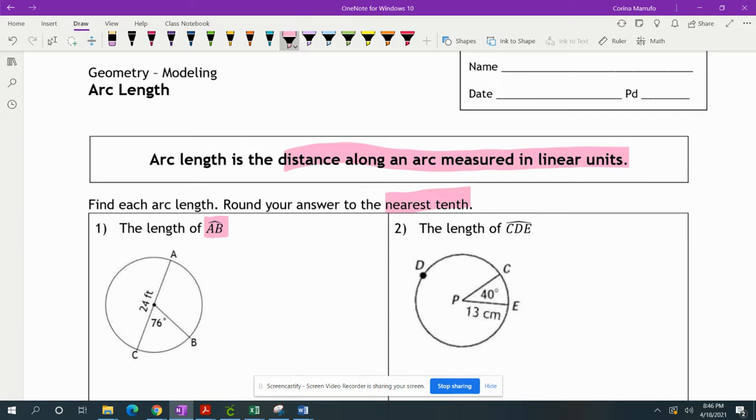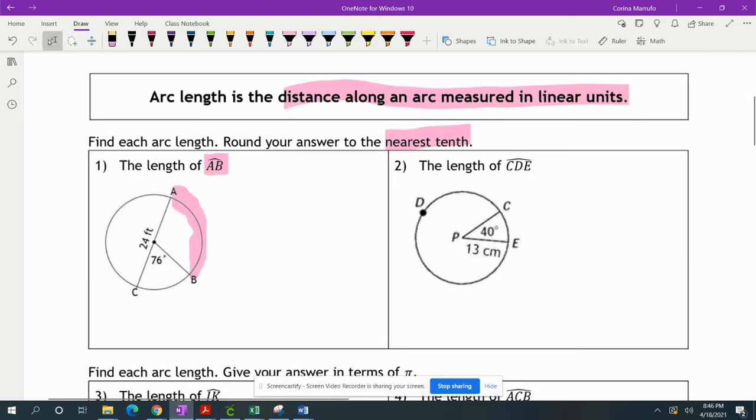So if we're looking for the arc from A to B, here is the shortest distance from A to B. Okay, so we're looking for the length of this. If I were to take a ruler and curve the ruler to measure that, that's what we're looking for. The way that we're going to find this is by making a proportion.